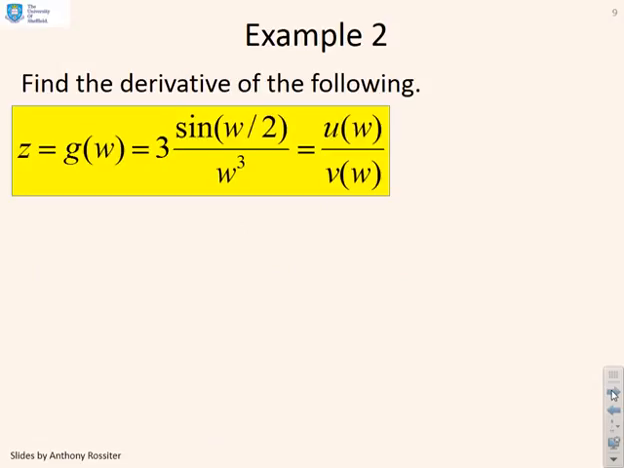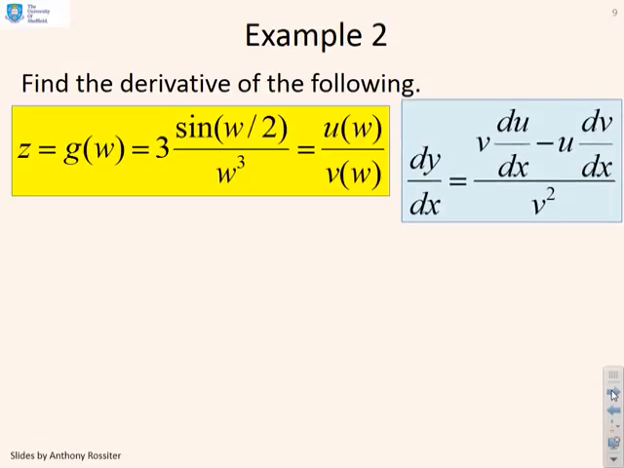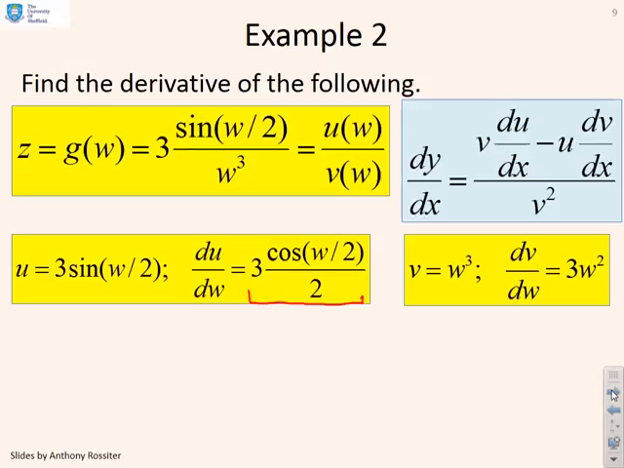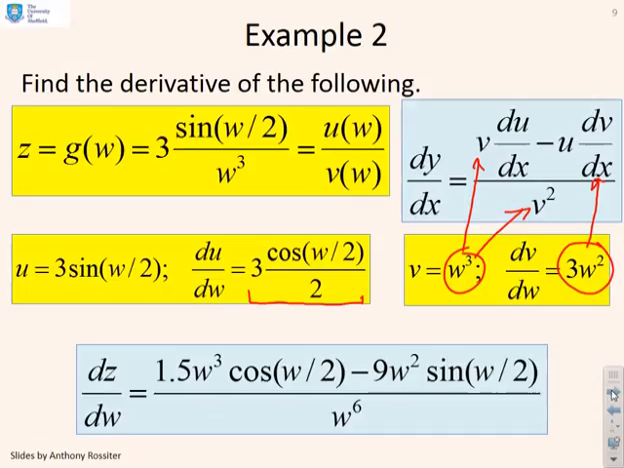Now a second example just to illustrate the same procedure, but a different function. So again, remind yourself of the quotient rule so you know what you're aiming for. And here, u is going to be 3 sine w over 2. So du dw is 3 over 2 times cos w over 2. v is w cubed, so dv dw is 3w squared. And again, all I do is plug these into the formula wherever they appear. I'm not going to show everyone. You can see the principle. You just plug everything in wherever they appear in the formula and you get your result.